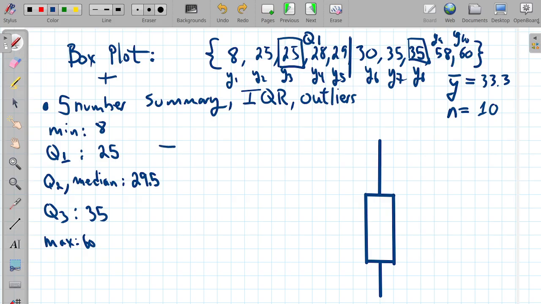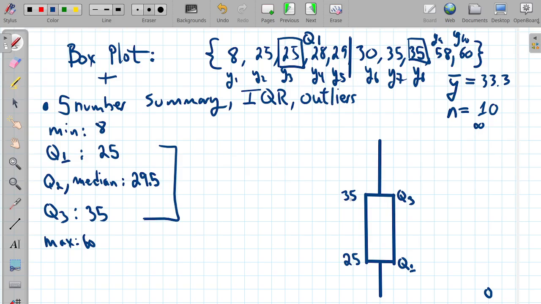So the box is this region here. If we're starting from 0 and going to infinity, then Q1 is the lower part of the box, and Q3 is the upper bound of the box. So Q1 was the number 25, Q3 was the number 35. I have not labeled max and min yet because we're going to calculate whether or not we have outliers. So that's why I've left that open.